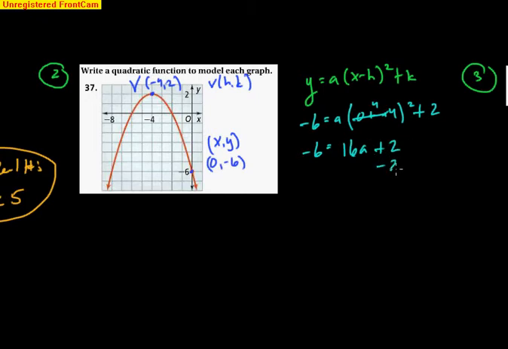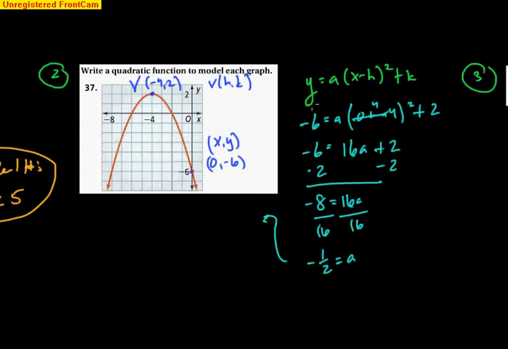Now to simplify, I will subtract 2 from both sides. Negative 8 equals 16a. I will divide by 16. You can use decimals or fractions. These are both divisible by 8. So you actually get negative 1/2. This is your a value.